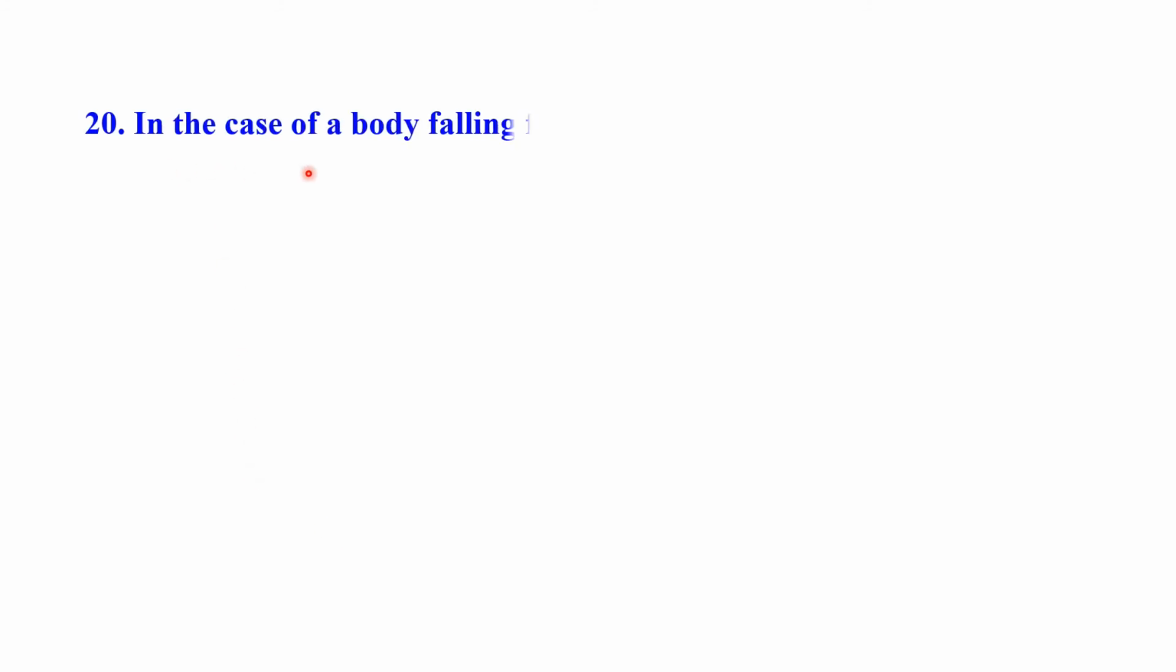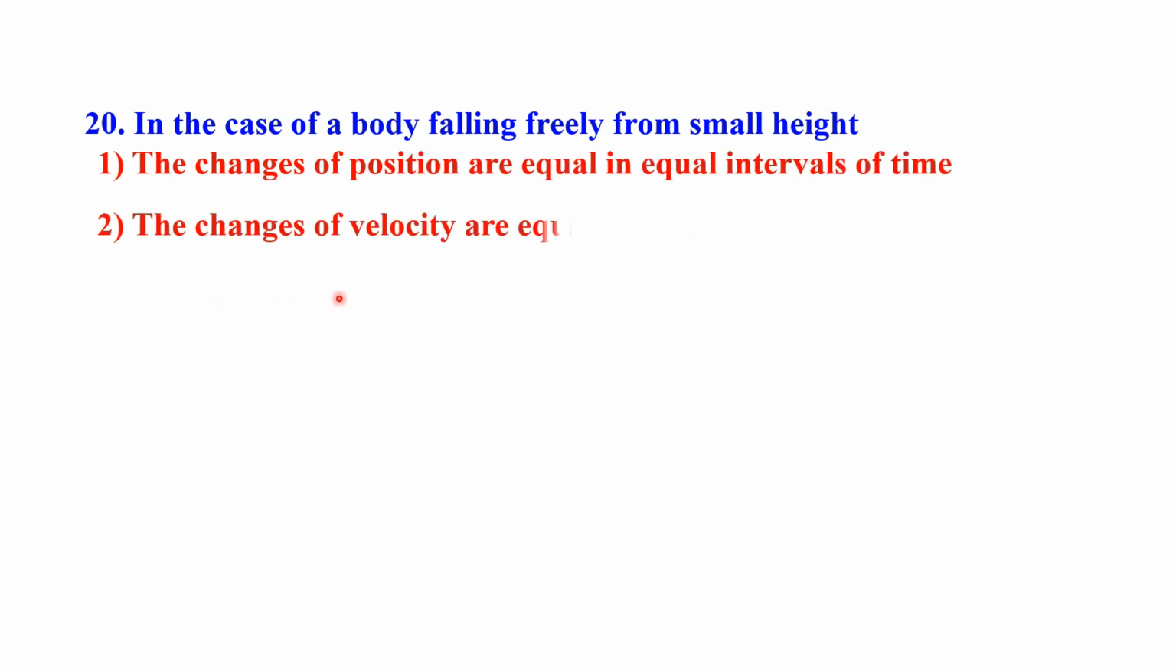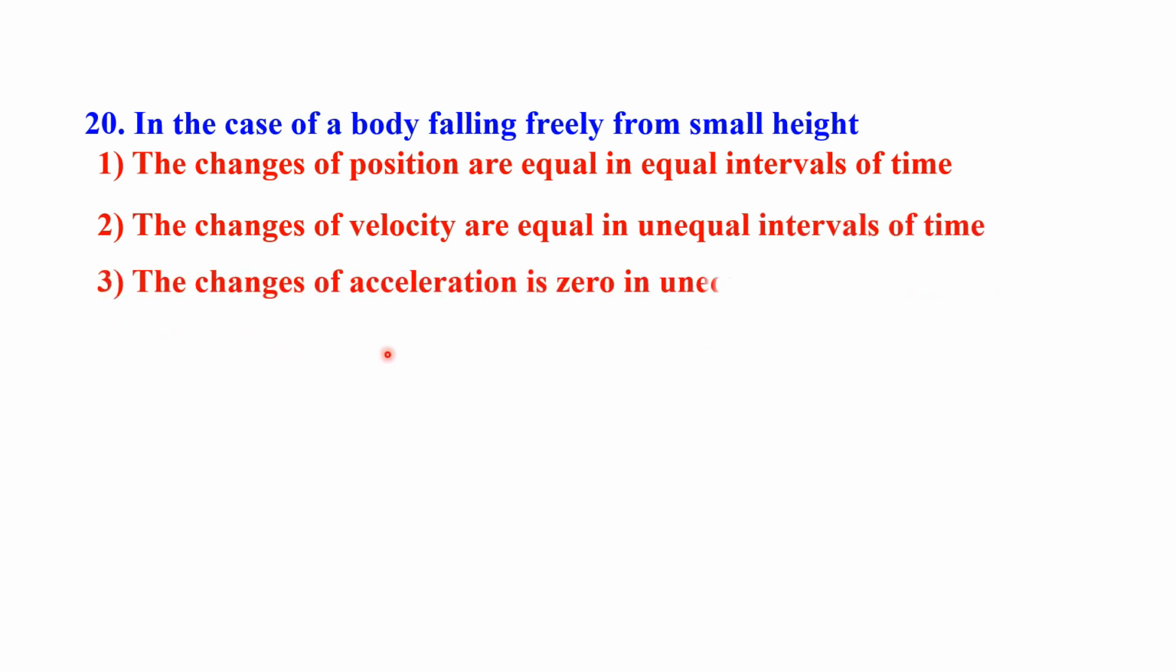In the case of a body falling freely from a small height, the changes of position are equal in equal intervals of time. The changes of velocity are equal in unequal intervals of time. The changes of acceleration is zero in unequal intervals of time. All of the above. Now let us go to the solution.